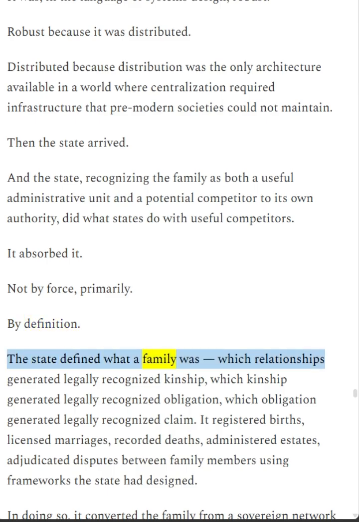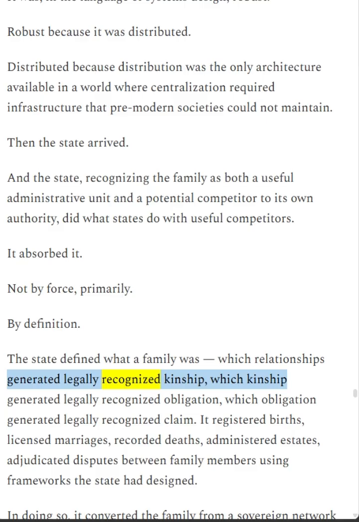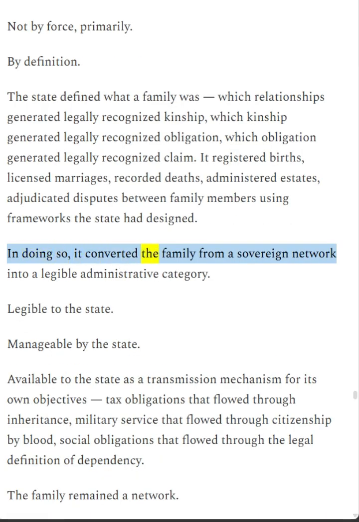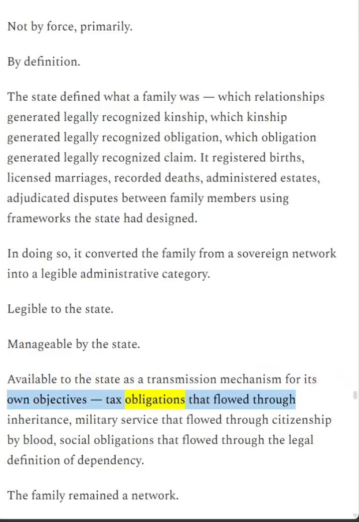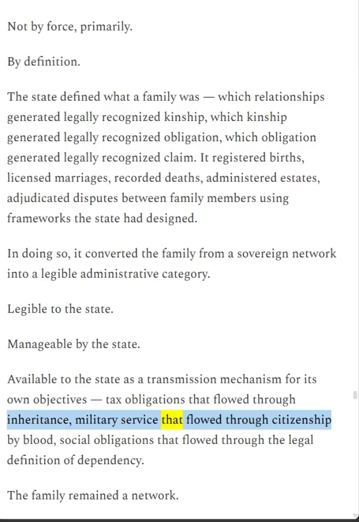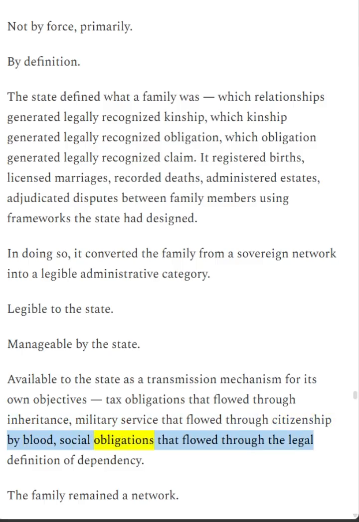The state defined what a family was, which relationships generated legally recognized kinship, which kinship generated legally recognized obligation, which obligation generated legally recognized claim. It registered births, licensed marriages, recorded deaths, administered estates, adjudicated disputes between family members using frameworks the state had designed. In doing so, it converted the family from a sovereign network into a legible administrative category. Legible to the state, manageable by the state, available to the state as a transmission mechanism for its own objectives, tax obligations that flowed through inheritance, military service that flowed through citizenship by blood, social obligations that flowed through the legal definition of dependency.